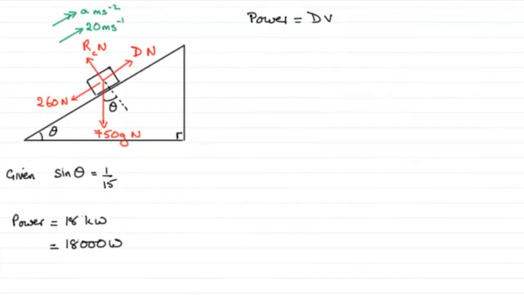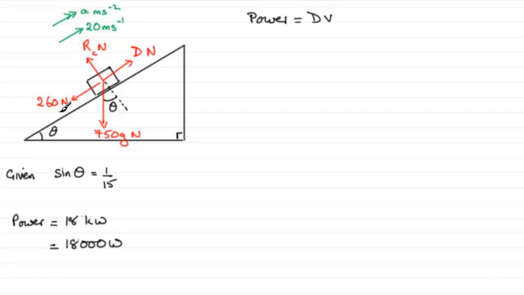Now for the last part of this question, we're given that the power now developed by the car's engine is increased to 18 kilowatts. In other words, 18,000 watts. And the magnitude of the resistance remains unchanged from the previous part. Remember, we worked out that it was 260 newtons.